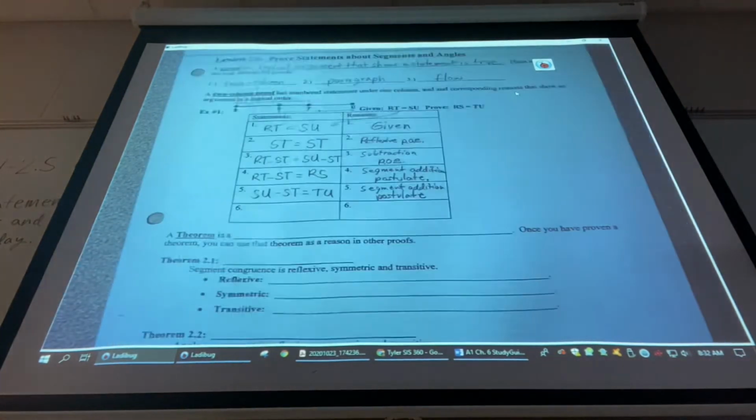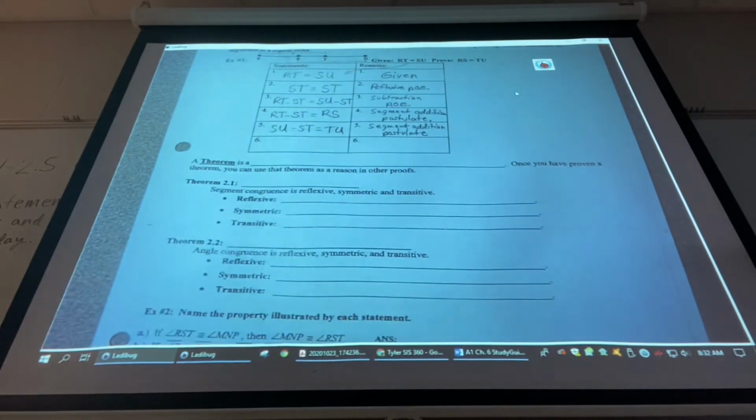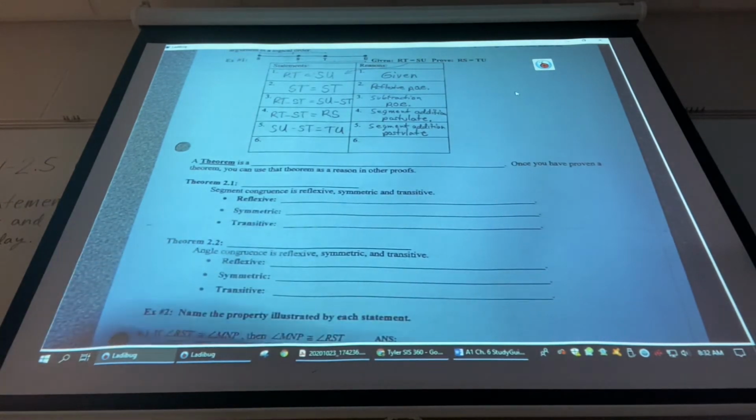Couldn't you put reason 4 equals reason 5, so technically it's the same? Say what? Couldn't you put reason 4 equals reason 5? Let's not. Just write it out. Okay.